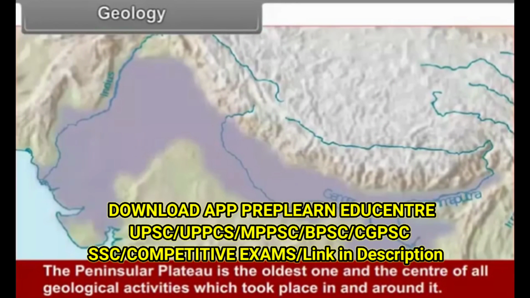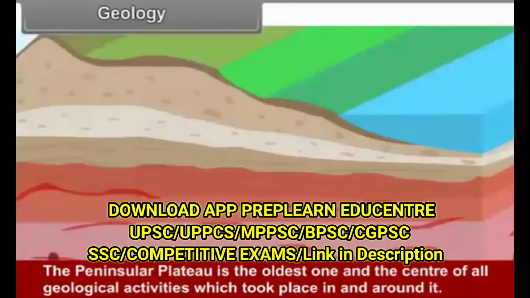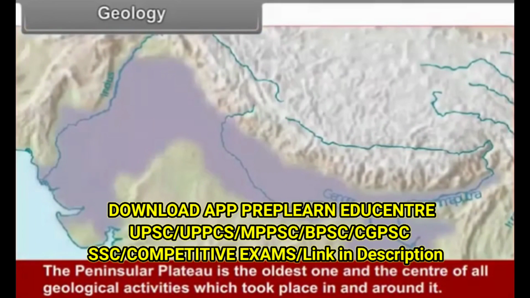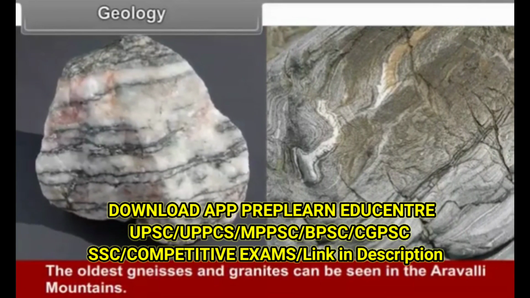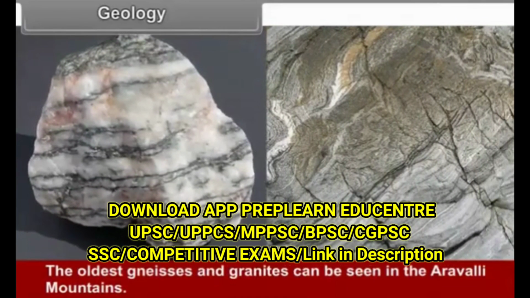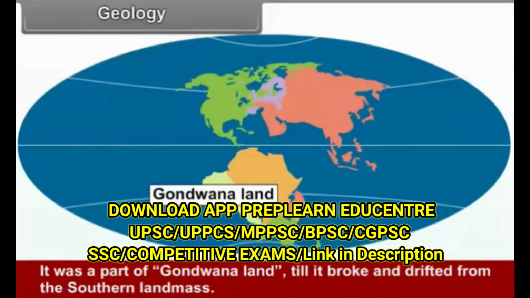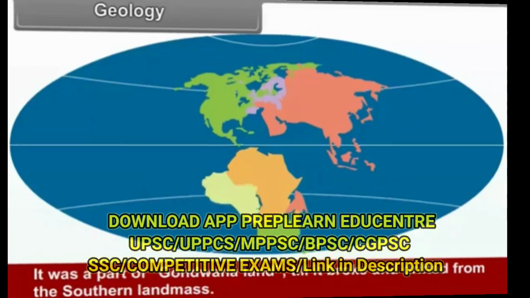The Peninsula Plateau is the oldest one and the center of all geological activities which took place in and around it. The oldest gneiss and granites can be seen in the Aravalli Mountains. It was a part of Gondwanaland till it broke and drifted from the southern land masses.